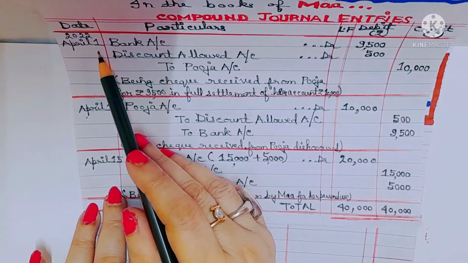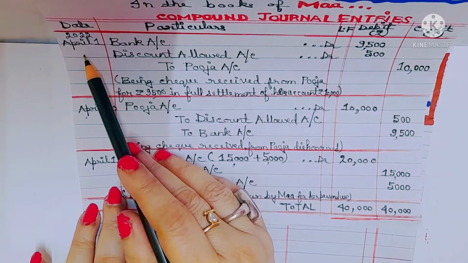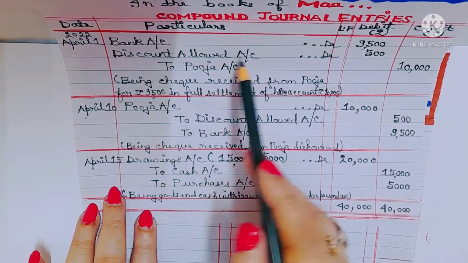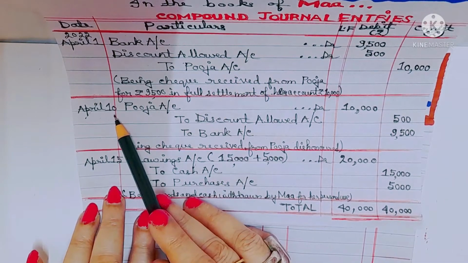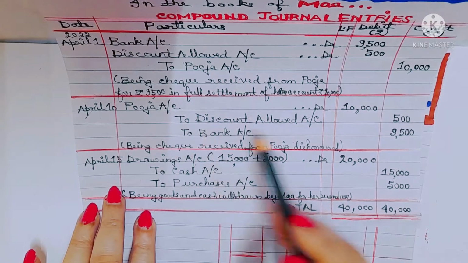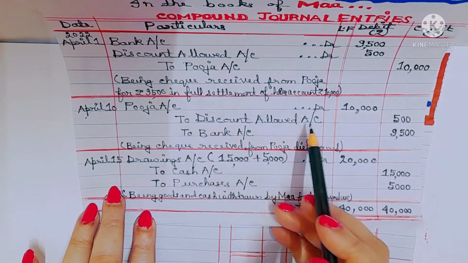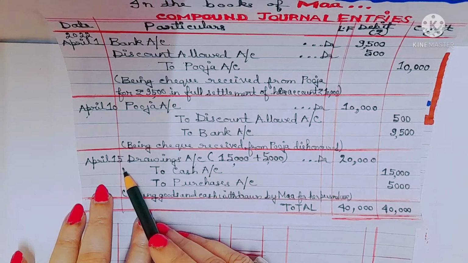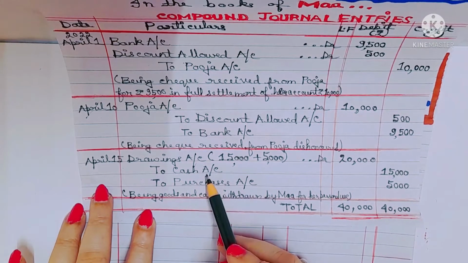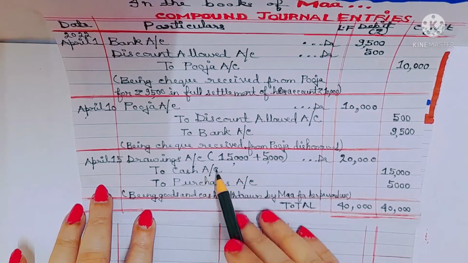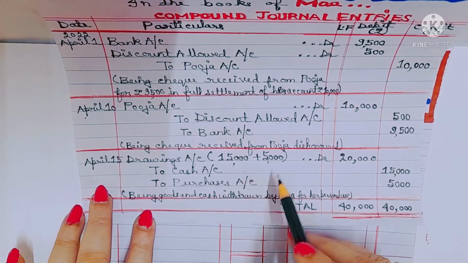First compound journal entry is on 1st April: bank account, discount allowed account, puja account. No cash account, ignore. On 10th April: puja account, discount allowed account, bank account. No cash account, ignore. On 15th April: drawings account, cash account, purchases. So here's one cash. So where is cash? Cash account is on the credit side.